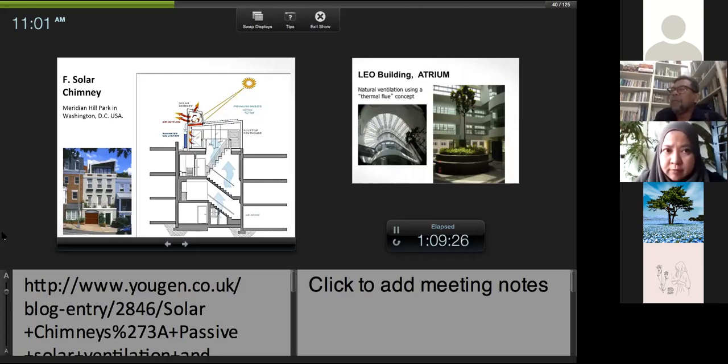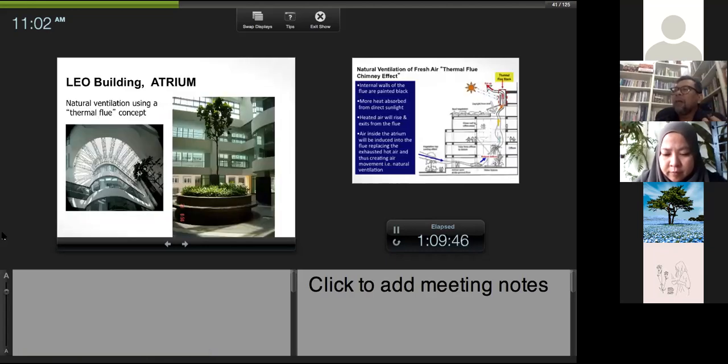buoyancy driven. Ini nama dia tadi. Ini bukan yang kedua tadi. Ini jadi buoyancy driven. Bukan cross ventilation. Kalau cross ventilation ni dia simple, kanan dengan kiri. Ini buoyancy driven. Maknanya disebabkan bukan because of pressure, tapi because of negative pressure created by solar chimney. Benda ni di-apply dalam modern building in Malaysia, which is in LEO building.